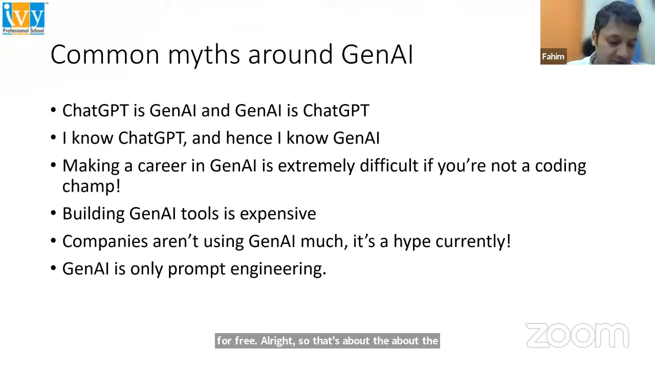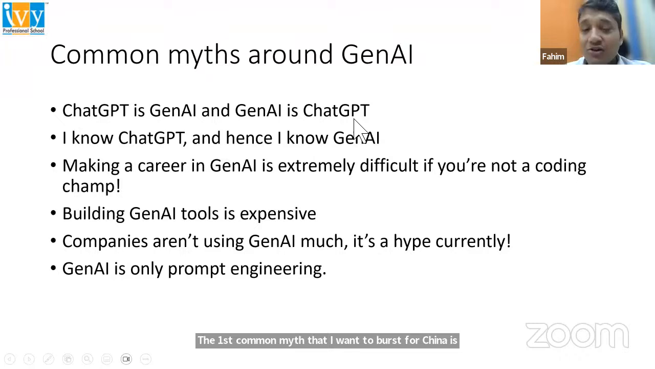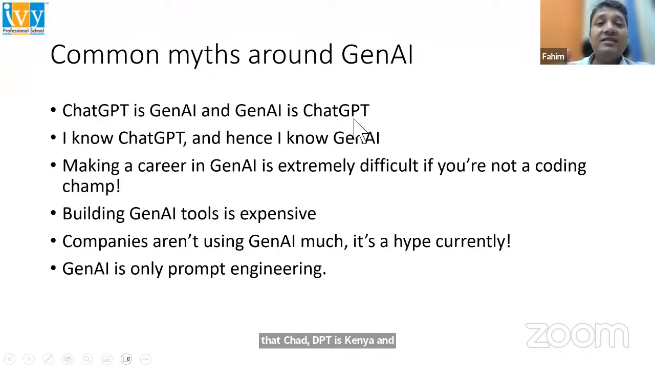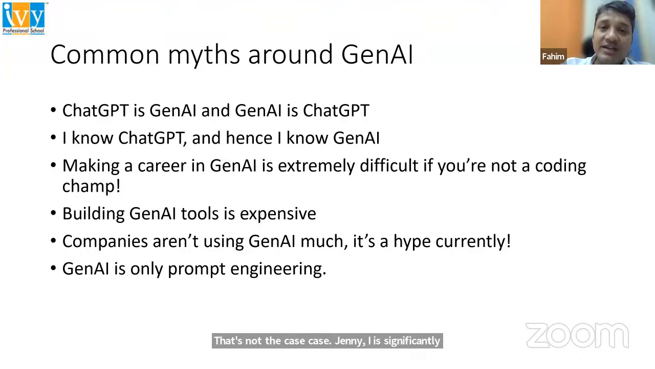Now, some of the common myths that I want to burst about GenAI. The first common myth is that ChatGPT is GenAI and GenAI is ChatGPT. That's not the case, guys. GenAI is significantly beyond ChatGPT. ChatGPT happens to be only one application, one chatbot, where you're using OpenAI's large language model service to do a lot of tasks. It's a powerful chatbot, but it's just one application of it. It is much, much beyond that.